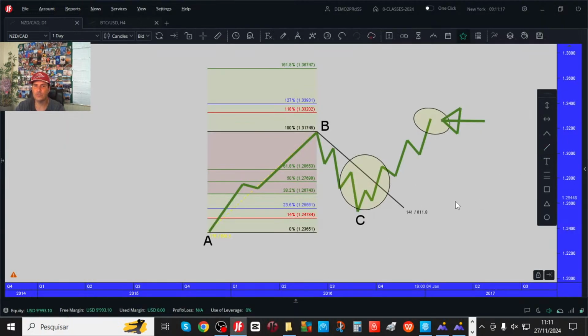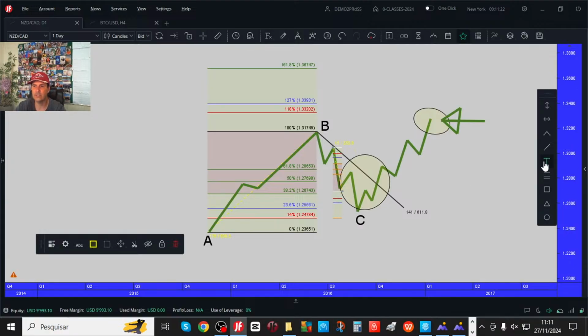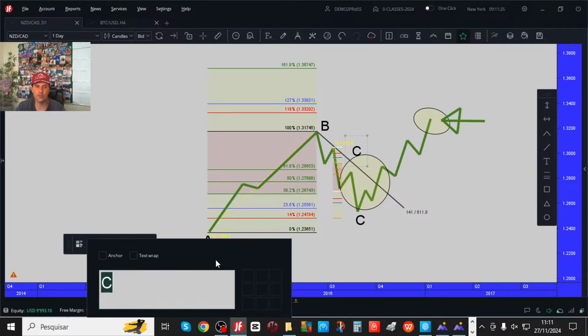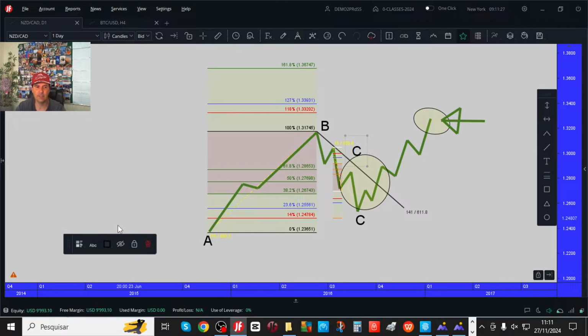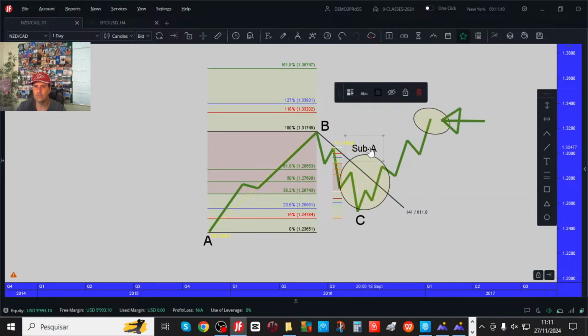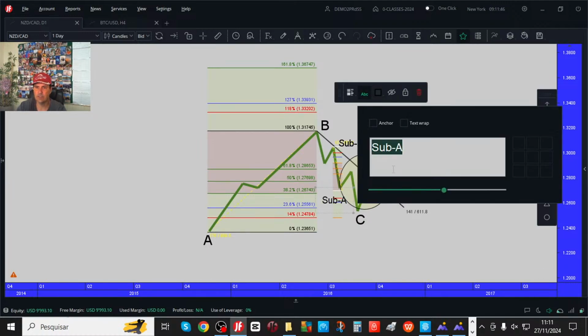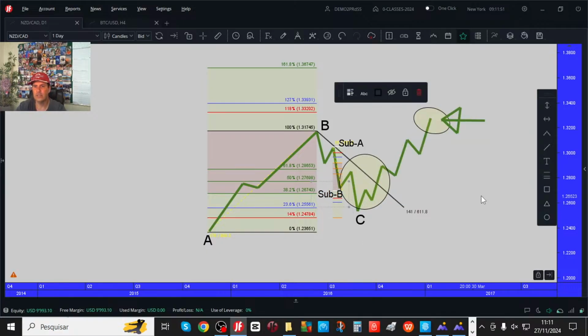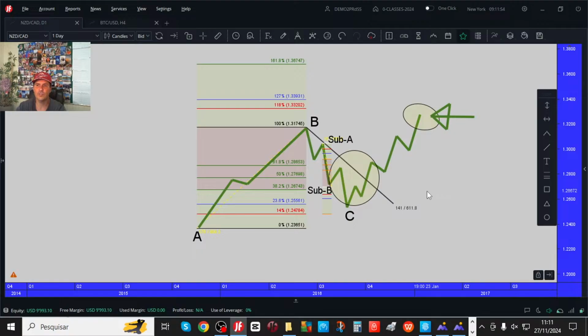So everybody, we've learned about the original Fibonacci, we've learned about the contrarian. Just for the sake of naming it, we're going to have the sub A, and then we're going to have the sub B. Okay, everybody. Now, what is the Fibonacci of the confirmation?